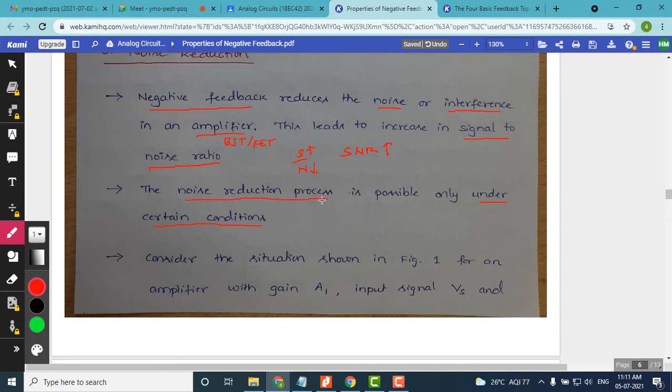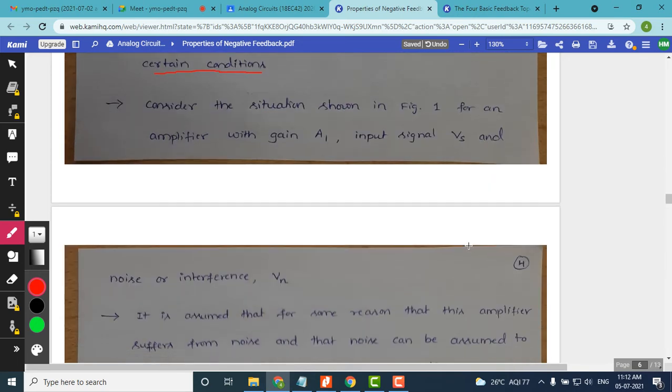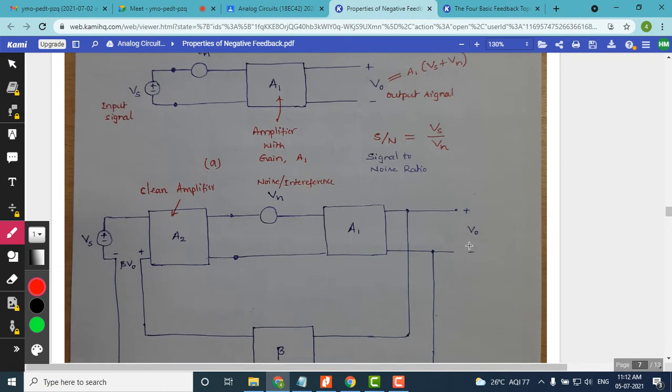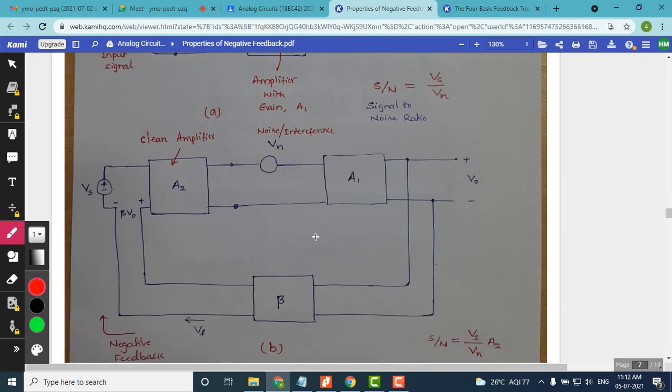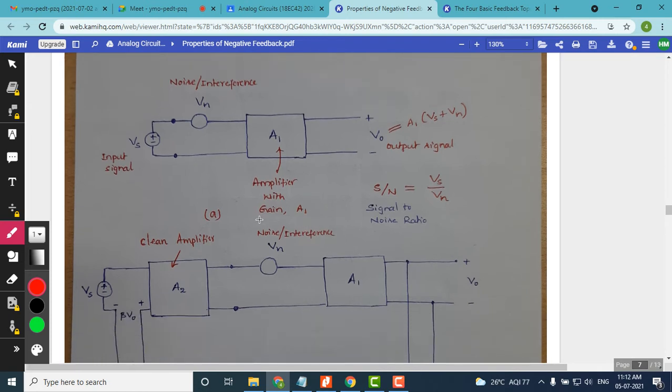We will take you to the block diagram where we explain the situation, how we can reduce the noise by adding additional blocks to the existing amplifier block, A1, which has input signal Vs and output signal V naught. This is the block diagram, as you can see here. We will see how we can reduce noise in this block diagram, and each and every block we will explain.